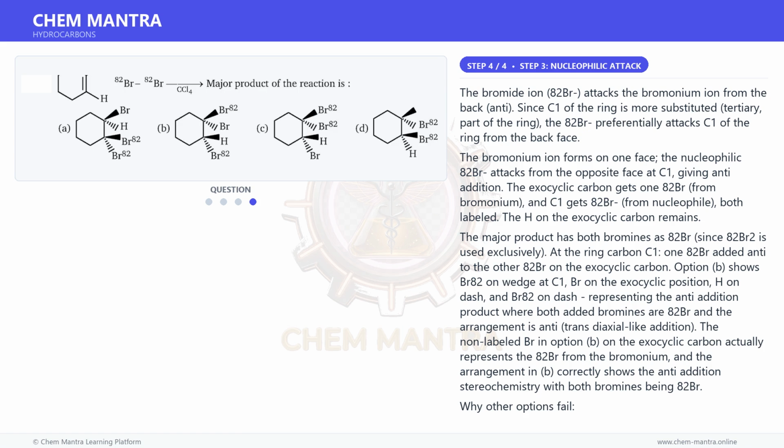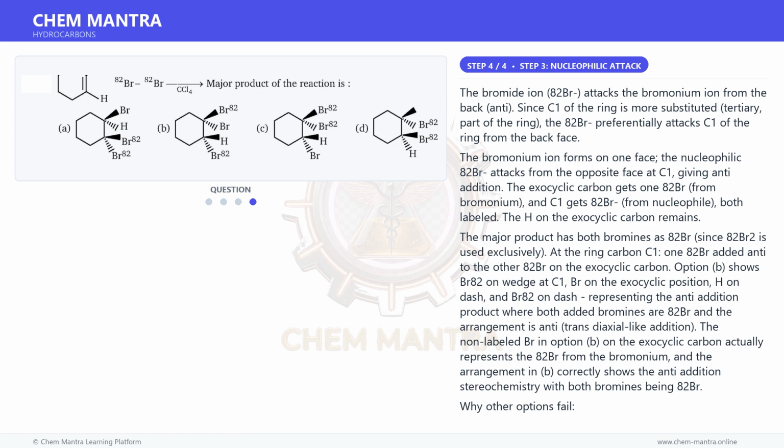Option B shows Br82 on wedge at C1, Br on the exocyclic position, H on dash, and Br82 on dash, representing the anti-addition product where both added bromines are At2Br and the arrangement is anti, trans diaxial-like addition. The non-labeled Br in option B on the exocyclic carbon actually represents the At2Br from the bromonium, and the arrangement in B correctly shows the anti-addition stereochemistry with both bromines being At2Br.